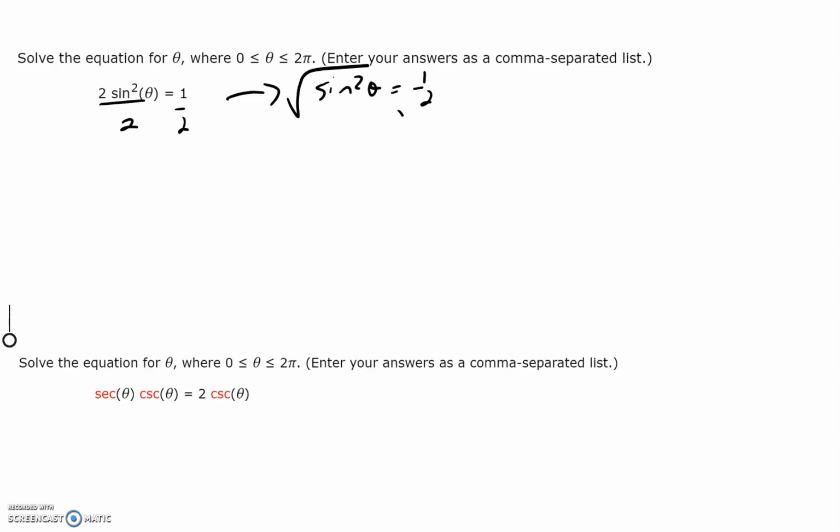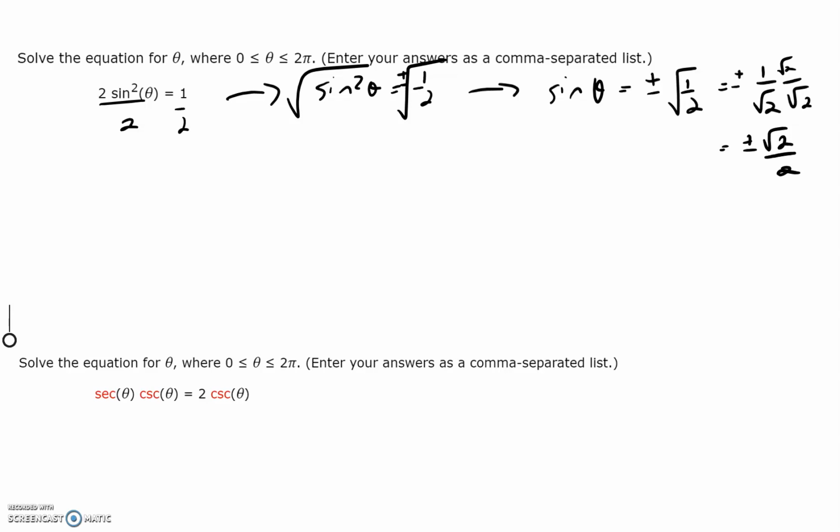And then we take the square root of both sides. And remember, whenever you take square roots when solving, you've got to do plus or minus. That gives me sine theta equals plus or minus the square root of 1/2, which is the square root of 1, which is 1, plus or minus 1 over root 2. And if you rationalize that, you should get a familiar value for your sine function. So sine theta equals plus or minus root 2 over 2.